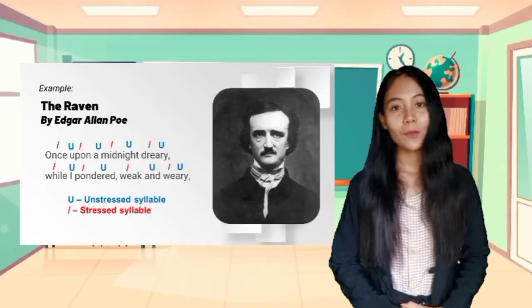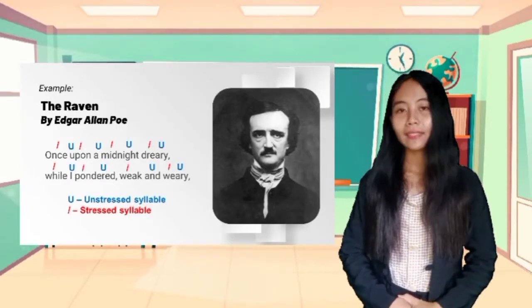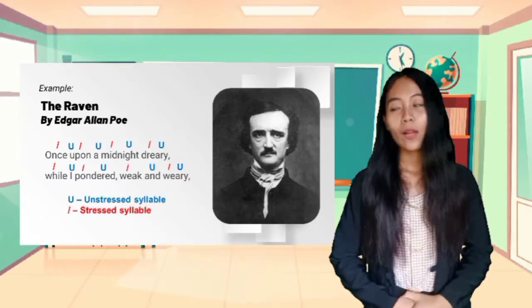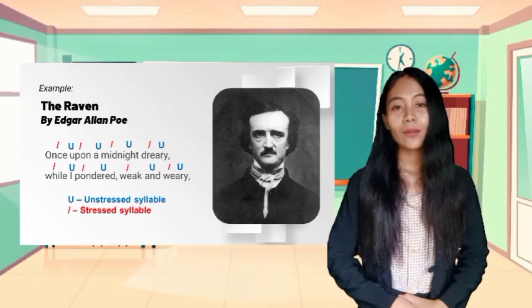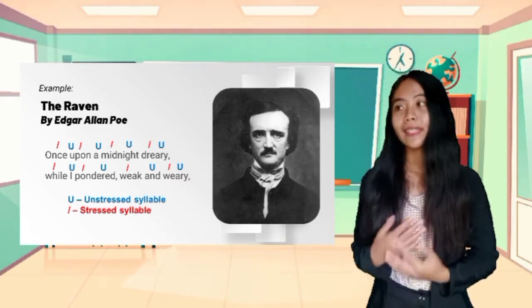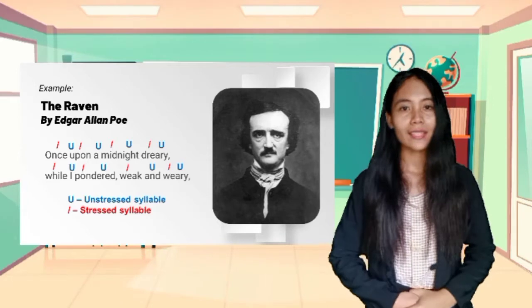For example, the poem of Edgar Allan Poe entitled The Raven. "Once upon a midnight dreary, while I pondered, weak and weary." As we can see, there is the stressed syllable followed by the unstressed syllable.